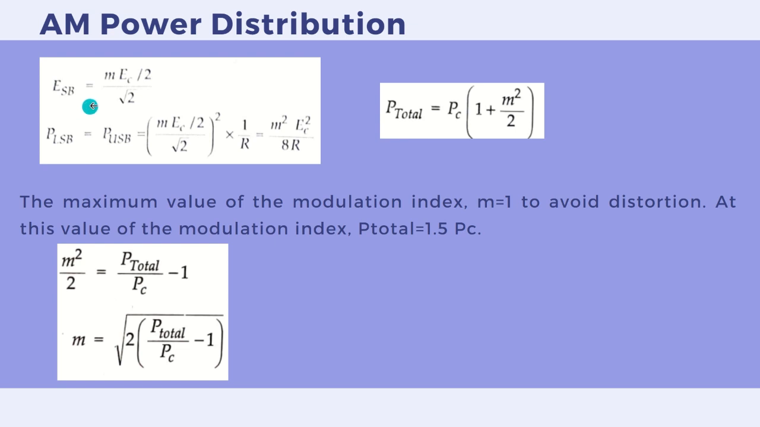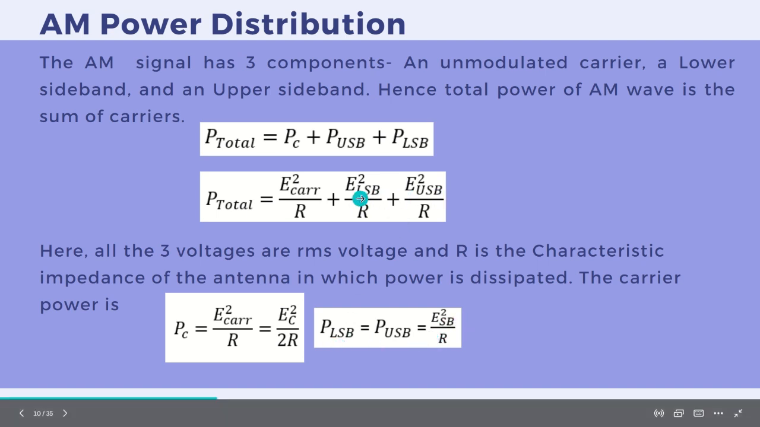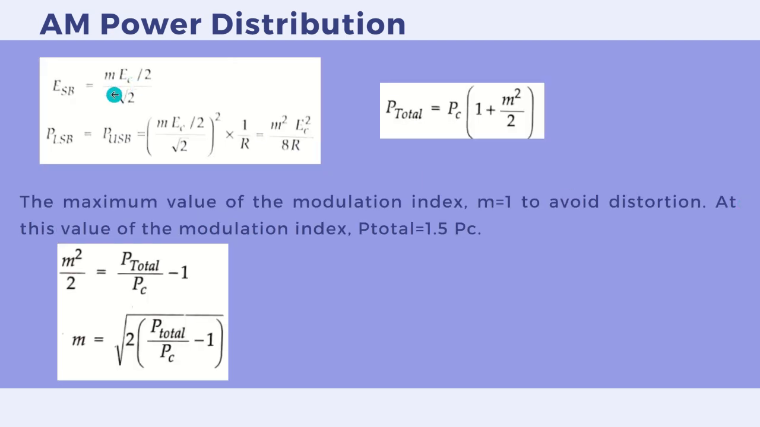So ESB, we already know what it is. These two we are taking as sideband power. So MEC divided by 2 is the peak amplitude of both the sidebands. So ESB is MEC by 2 divided by root 2.